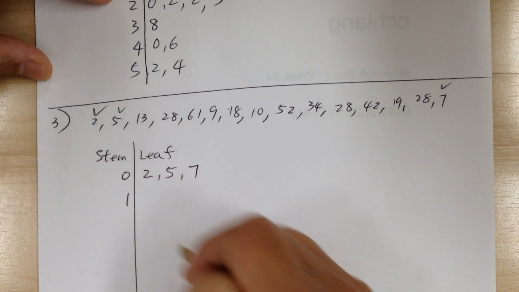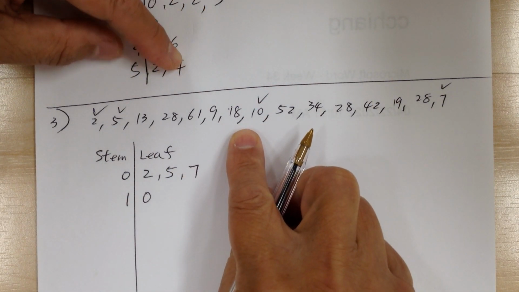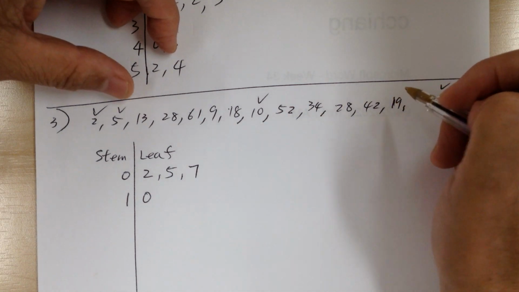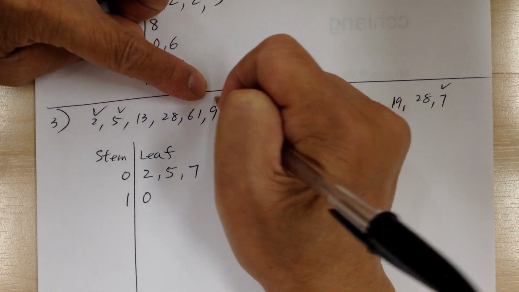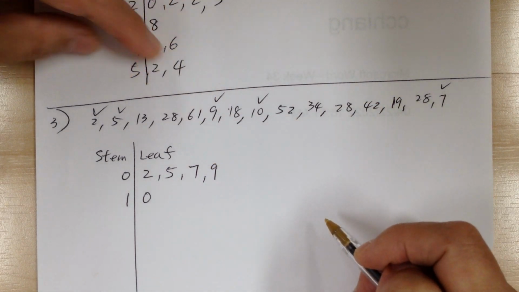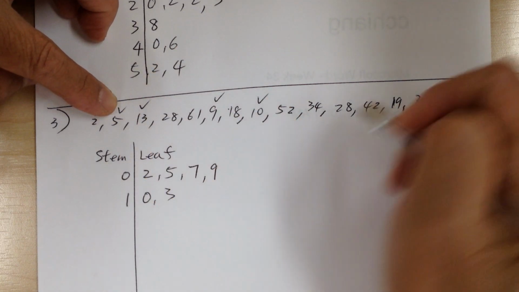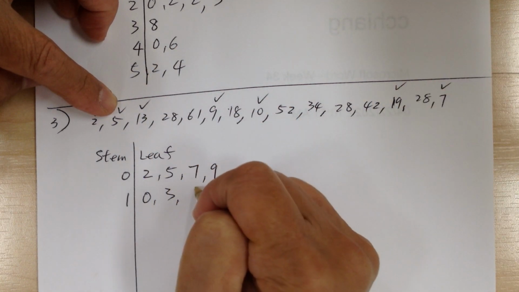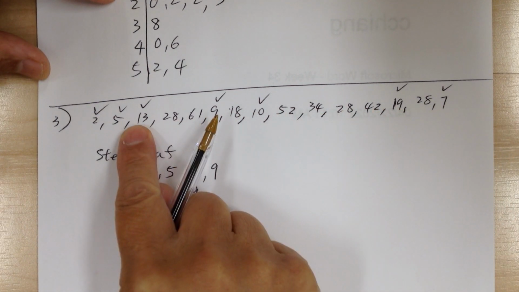Okay, then let's go to the 10s. You got 1, 10, 1, 0. And then you got, let's see. Oh, we missed one right over here. That's a 9 over here. So you have to keep things organized, okay? So you got 13 here, and you got 19 here. Again, you have to do this in order, right? Okay, that takes care of all the 10s.